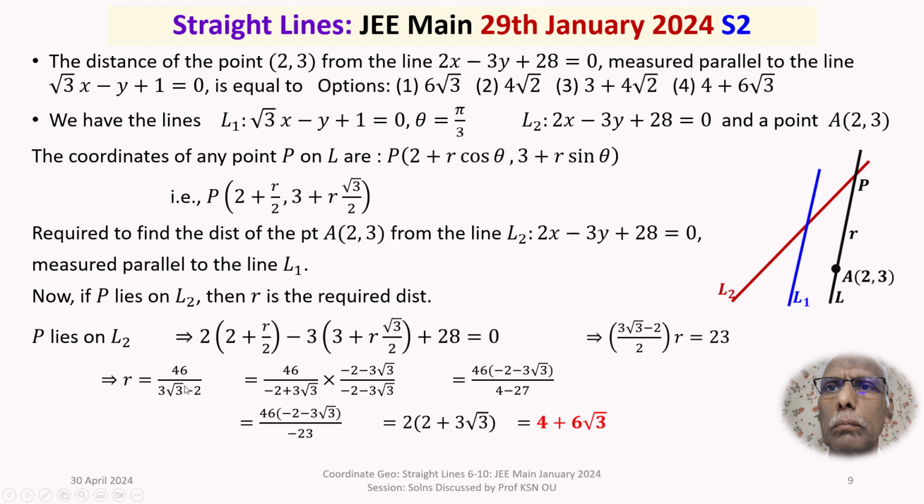So that is your R. That is the required distance. So this answer 4 plus 6 root 3 appears against option 4. The answer to this question is option 4.